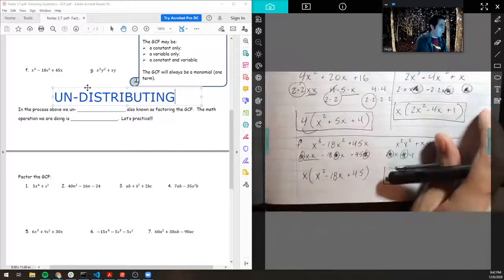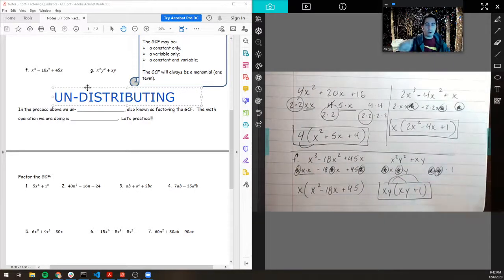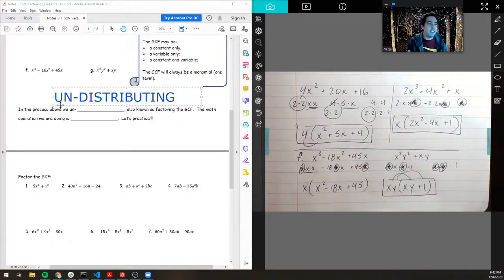Really, you're taking it away. What do they all have in common? That's what I'm taking away. So you could call that undistributing if you wanted to. The math operation we are doing is factoring. Again, that's just called factoring. All right. So yeah, that's just factoring. Let's do maybe, let's see.